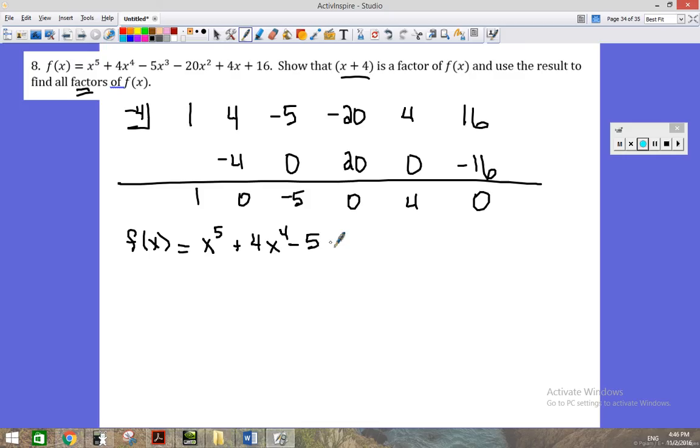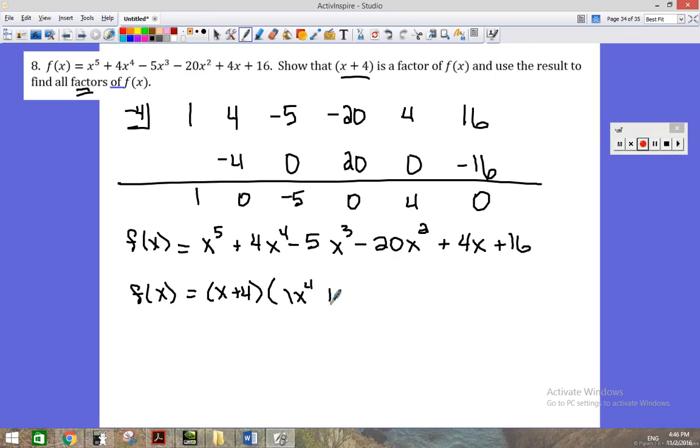I guess by now I don't have to rewrite it, but I'm just doing that out of habit to illustrate to you guys how I'm getting this second step here. Well, I'm getting this next step by two things. One, they've given me x plus 4. And two, I know now through the synthetic division that if this is 1x to the 4th, I don't have any x cubes, minus 5x squared, I don't have any x's, plus 4. If you multiply these together, that's what you're going to get.